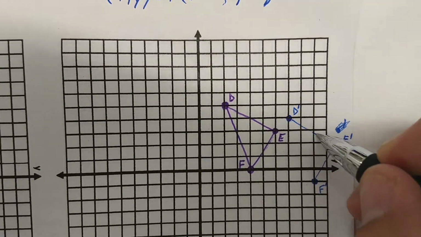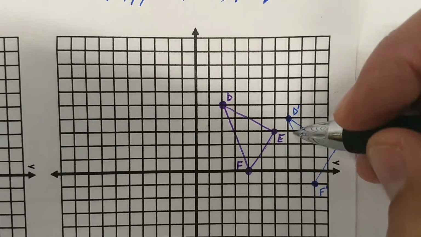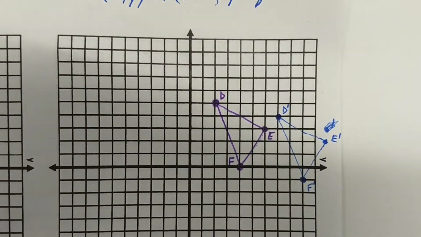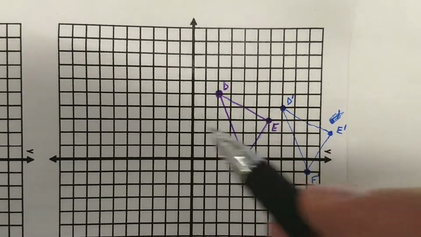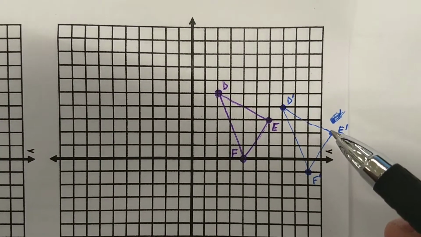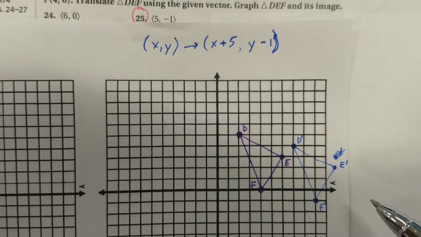And I can connect these. I have the same triangle. It's congruent to this triangle. It's the same as it, but it's shifted completely 5 units over to the right and 1 down.